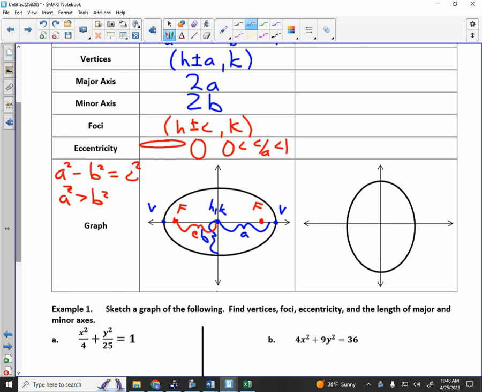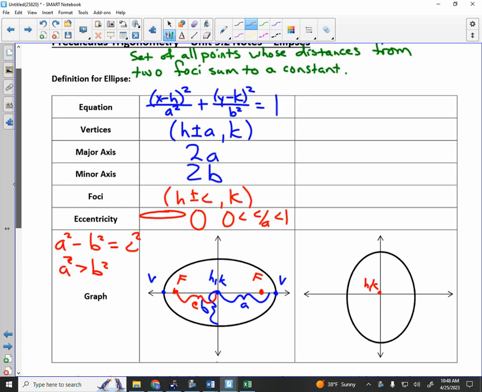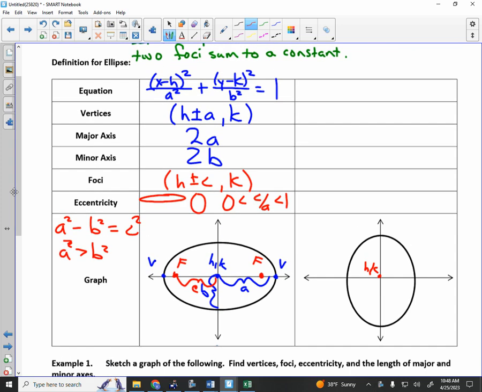So what happens if we flip it vertically? Well, the center is still h, k. But the equation looks like this: x minus h quantity squared over b squared plus y minus k quantity squared over a squared is equal to 1. So what changed with my formula? What changed with the equation? The a and the b.